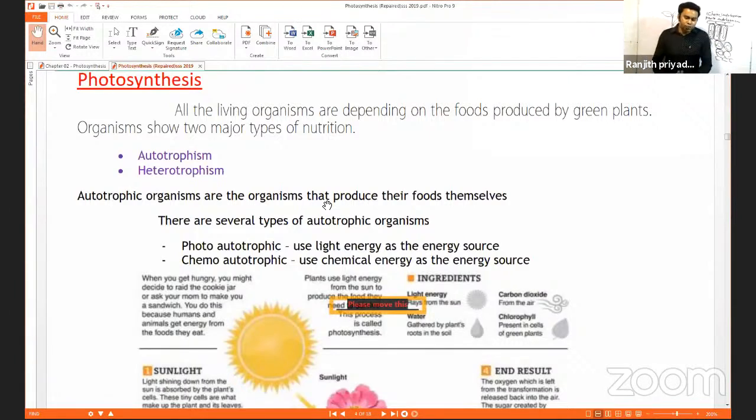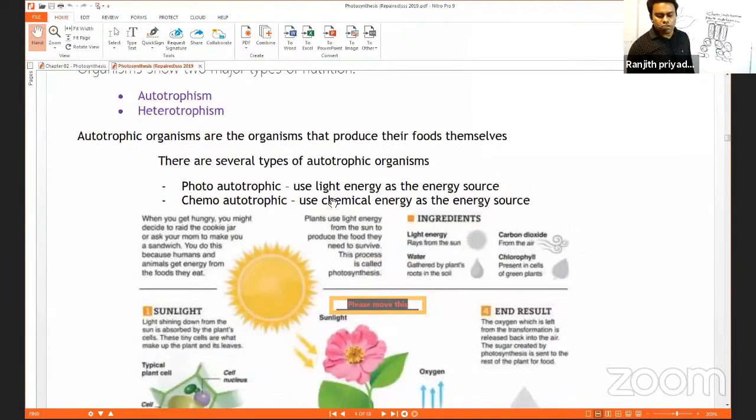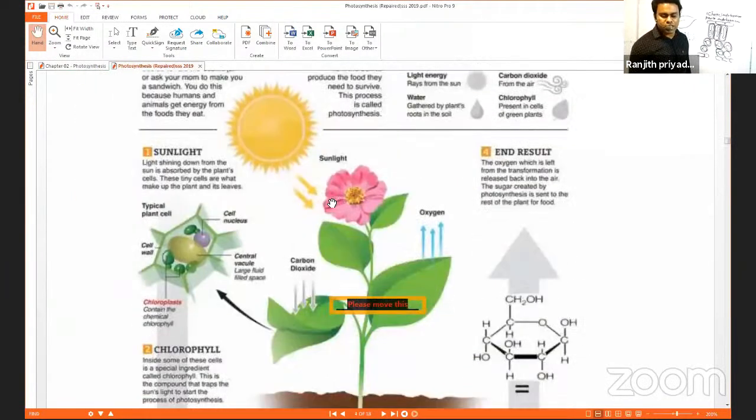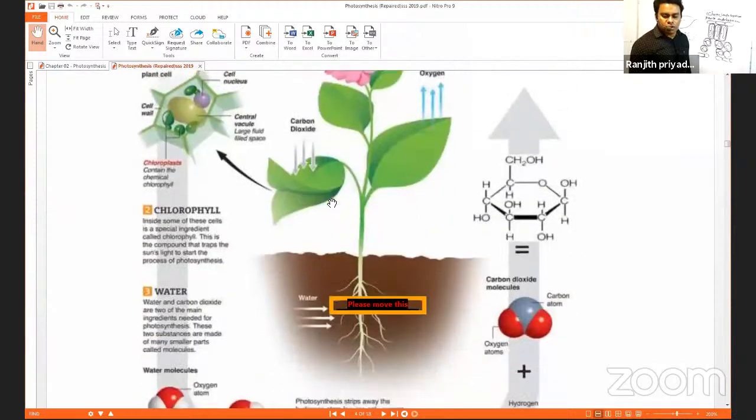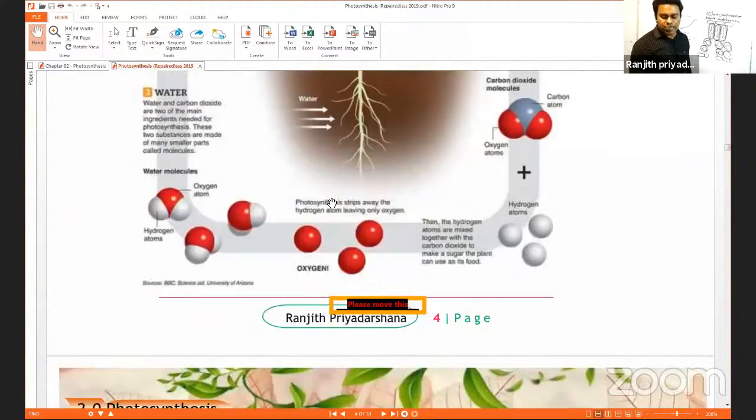Yes, they use chemical energy as the energy source. By using chemical energy, they produce their own foods. Therefore, as they are producing their own foods, they become autotrophic organisms. As they are using the energy of chemical reactions, they are known as chemoautotrophs. Okay, good. So these are the things, the overall process graphically and all the things there. So you can read that later.